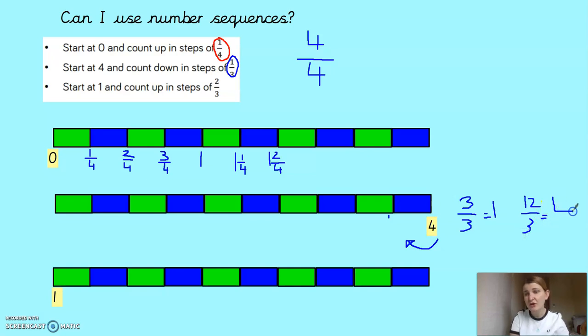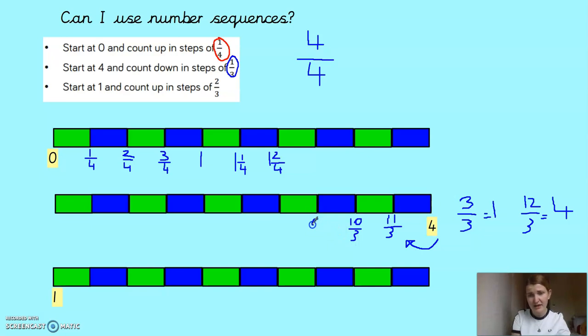Now, if I'm taking away a third each time, if I take away a third from 12/3, well, that gives me 11/3. And then if I take away another third, the next one would be 10/3. Then 9/3, and so on. That's pretty easy, isn't it?